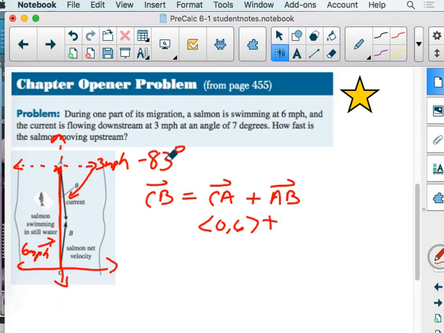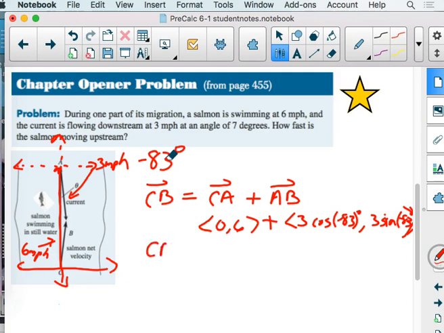But our component for AB, well, we have everything we need right here. We've got the 3 miles per hour and the negative 83 degrees. So 3 times the cosine of negative 83 degrees, and 3 times the sine of negative 83 degrees. And I'm not going to be able to fit my own arrow over there for that. So that's what we're trying to find for CB.